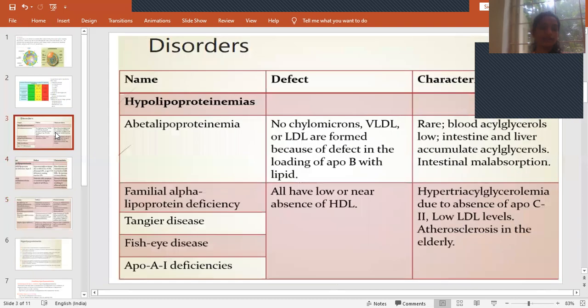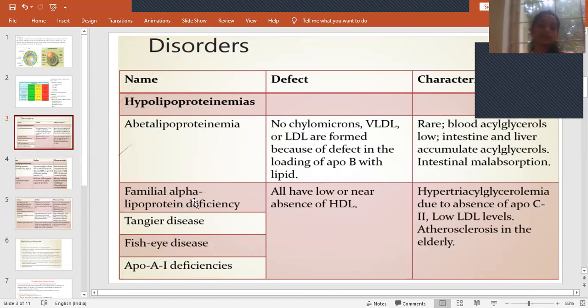So once again, we will be saying hypolipoproteinemias and hyperlipoproteinemias. In hypolipoproteinemias, we will be seeing abetalipoproteinemia, familial alpha lipoprotein deficiency, and ApoA1 deficiency, Tangier disease, which we also call in this way. And the defect in abetalipoproteinemia is that there will be no chylomicrons, and no VLDLs or LDLs, or they are less formed or maybe absent. This is caused due to deficiency of apoprotein ApoB, right? So due to deficiency or defect in ApoB, this is caused.